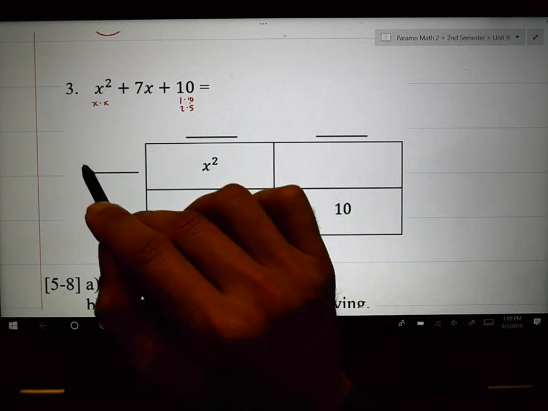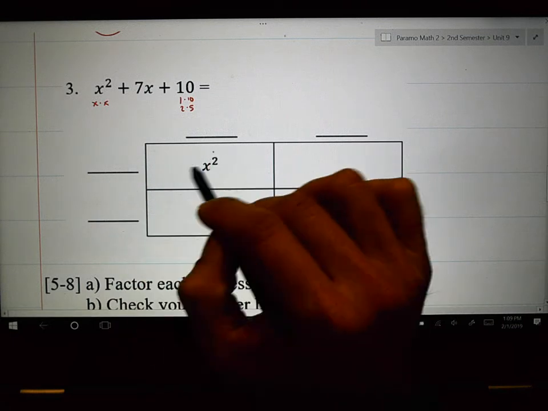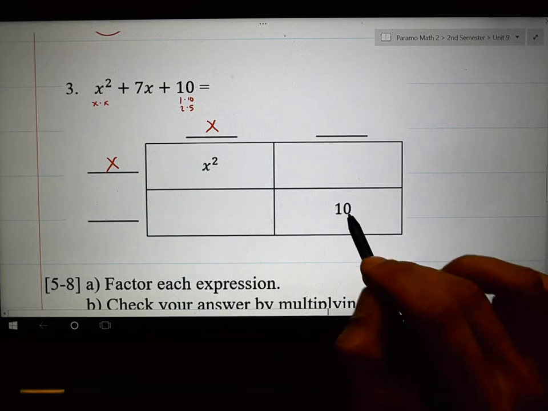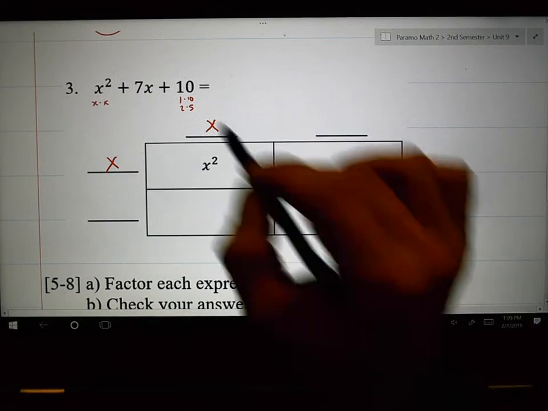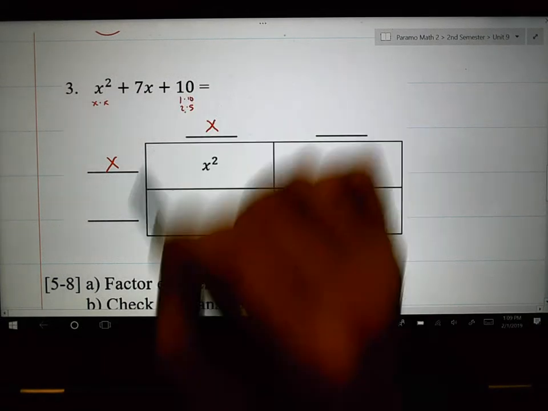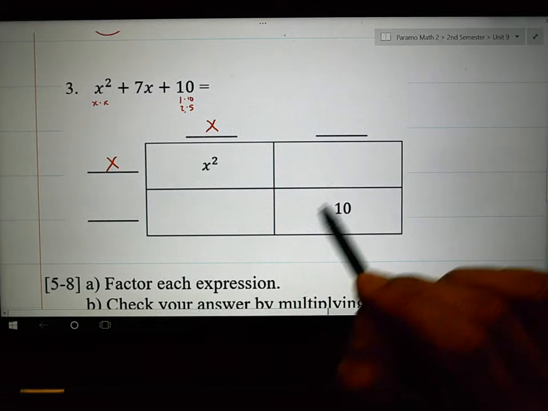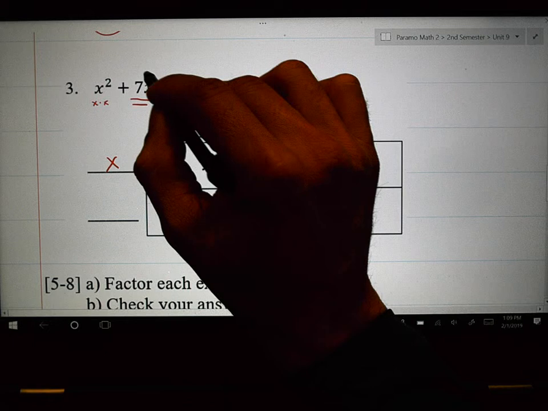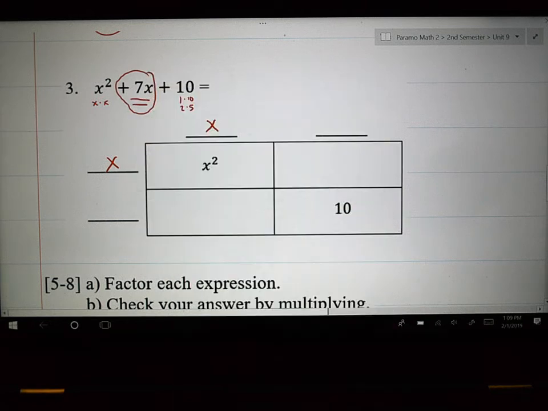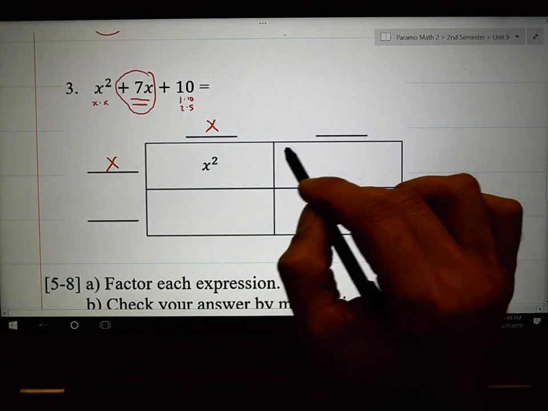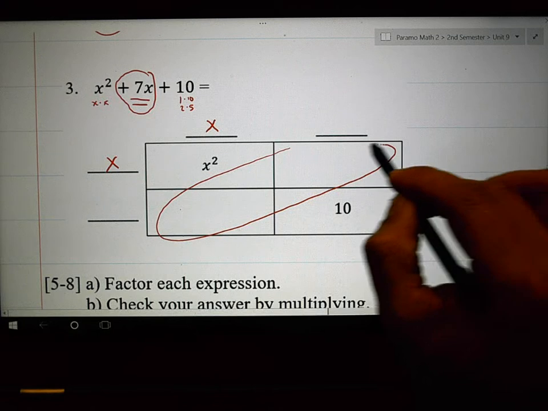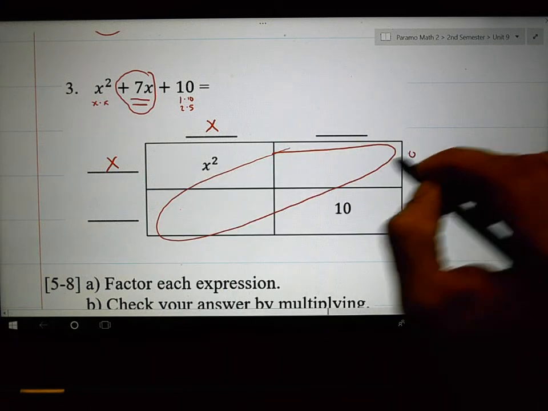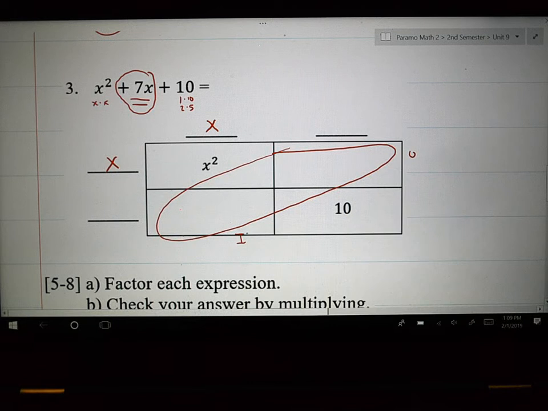So now let's do this problem. What times what is x squared? Hopefully x and x. Now the 10, we could use a 1 times 10 or we could use a 2 times 5. The key to this is looking at your middle term. Your middle term is plus 7x. So you need to know that this diagonal and this diagonal need to add to that. Think of this as the O and the I in FOIL.